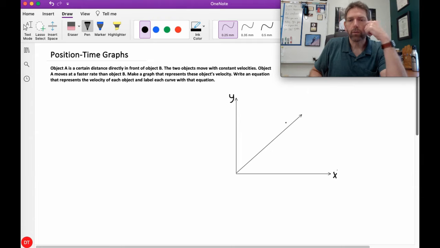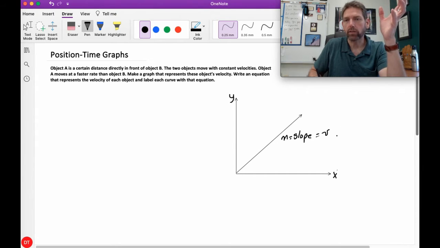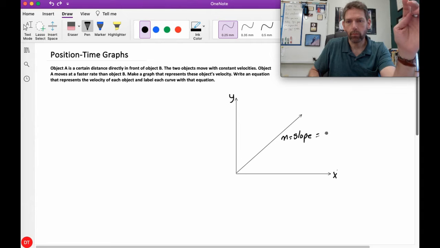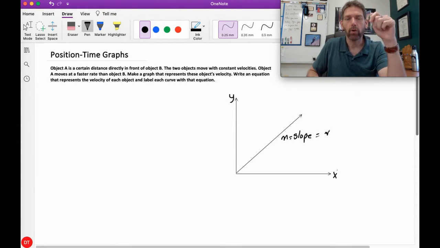So if this is x, this is y, we know that a line like this on a curve would represent something with a constant velocity, because we would infer that this slope line, m, slope, right, we can assume that this slope line would represent the velocity. I know it looks like a check mark, but that's a v. It represents the velocity.